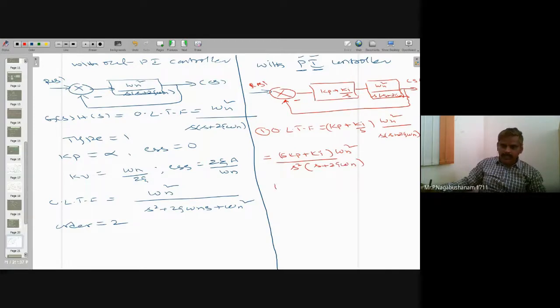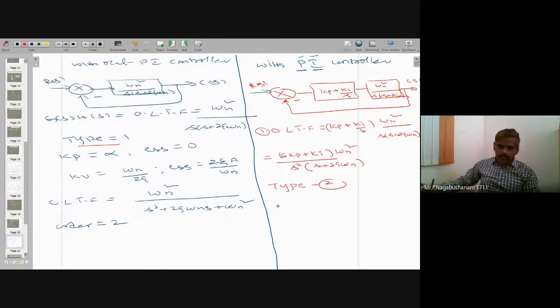Now can you check it? What is the type number? The type number will become 2. Previously it was 1, now it becomes type number 2, because of the PI controller. Yes, the PI controller will increase or change the type number. A PD controller will not change the type number.